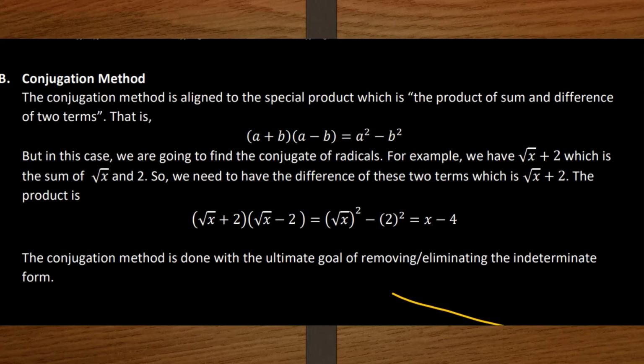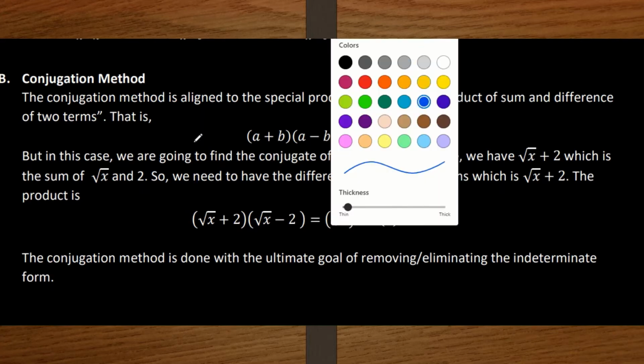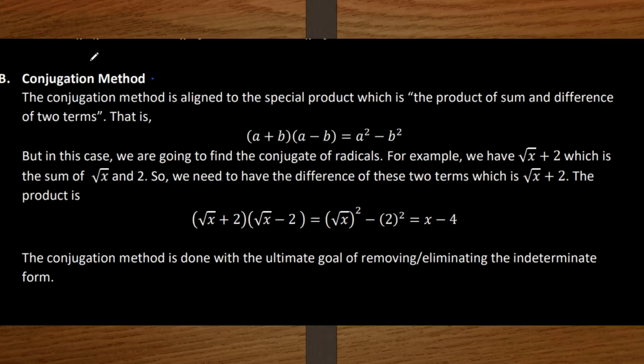If the factoring technique is not applicable in removing the indeterminate form, then it means that you will now have to choose the other way, and we call it the conjugation method. Now the conjugation method is derived from the idea of the product and sum of the two terms. The product of the sum and difference of two terms will give you the difference of two squares. And the idea of conjugation is used for us to remove radicals.